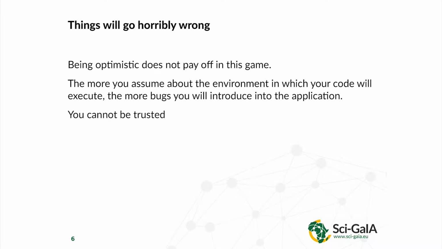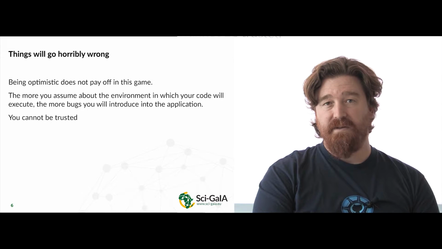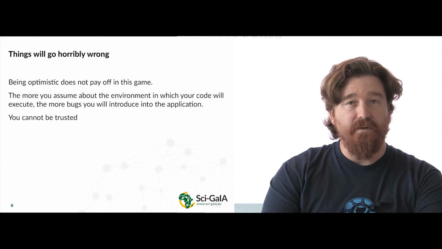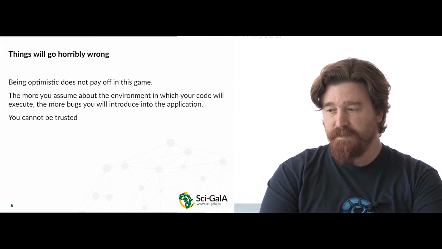So the next consideration that we had was things will go terribly wrong, and that is a universal truth. This is more about an attitude towards writing code. So it doesn't pay off, in this case, to be optimistic about the environment in which your code will execute. You should be more defensive about that. You should not assume as much as you usually assume about the environment in which your code executes. That has certain implications for how you write code, and certain implications for the testing and so on that you include in the applications that you write.